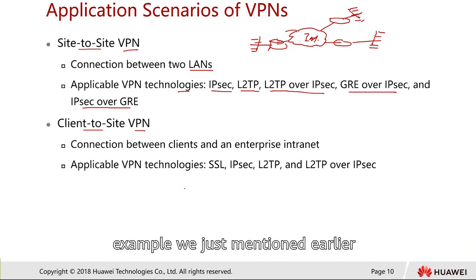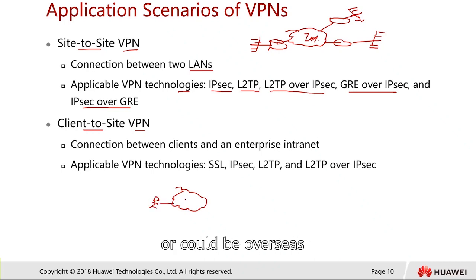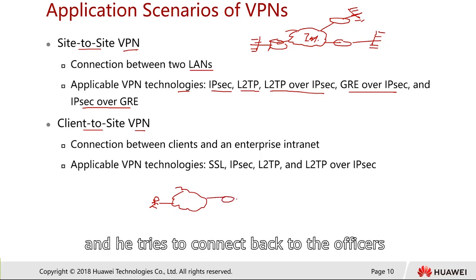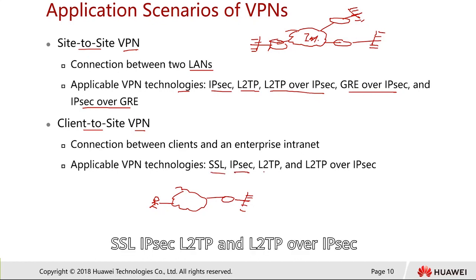Okay, client-to-site VPN, the example we spoke about earlier: the client is outside or could be overseas, and it tries to connect back to the offices using the following technologies: SSL, IPsec, L2TP, and L2TP over IPsec.